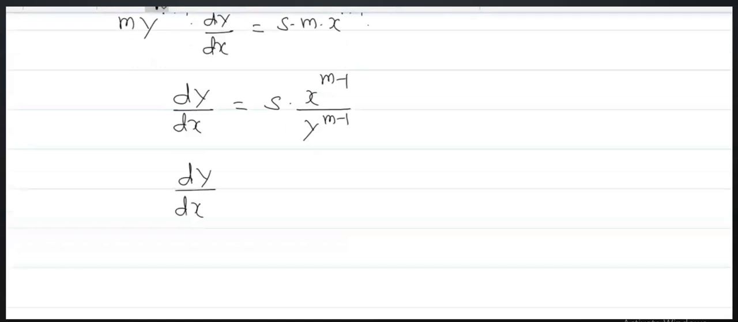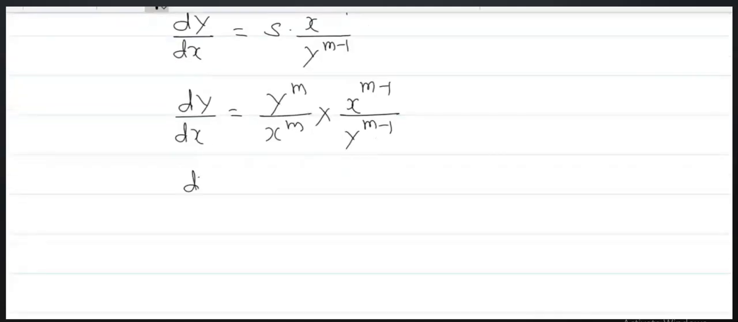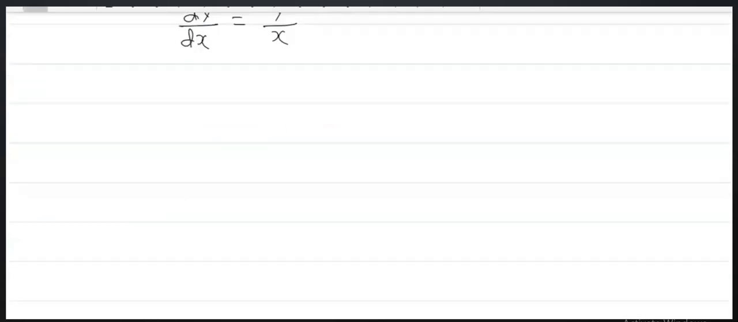Therefore, dy by dx is equal to y raised to m upon x raised to m into x raised to m minus 1 upon y raised to m minus 1. This is the value of s. Therefore, you will get dy by dx is equal to y upon x.